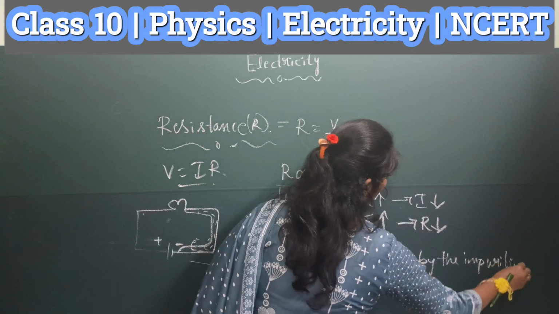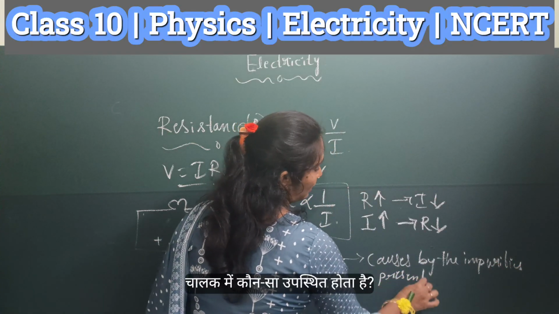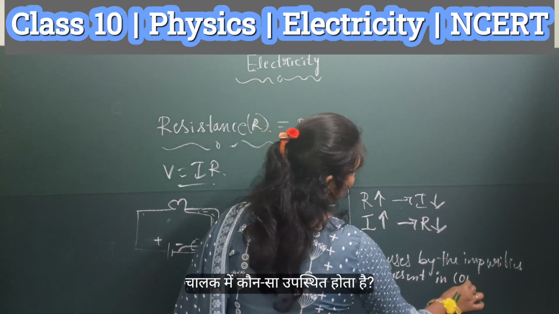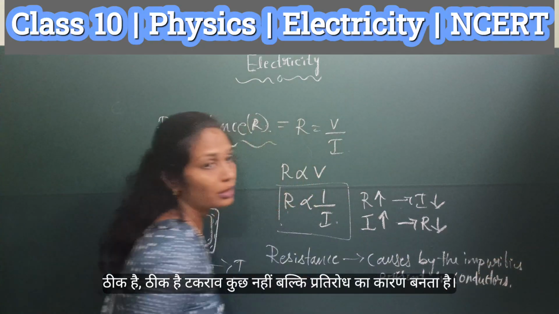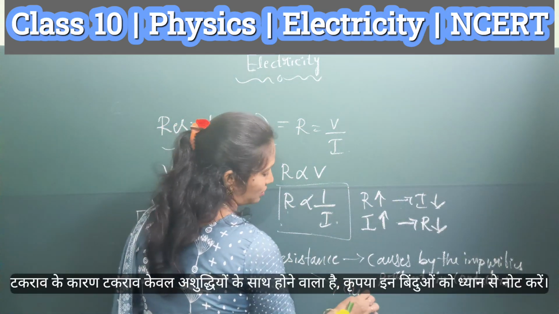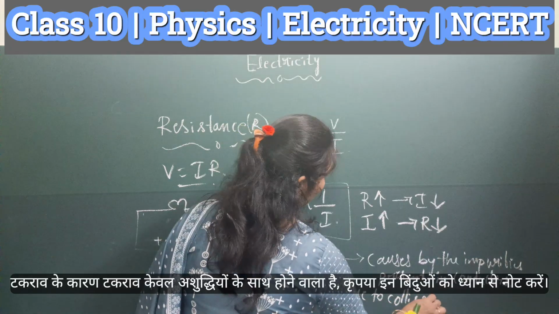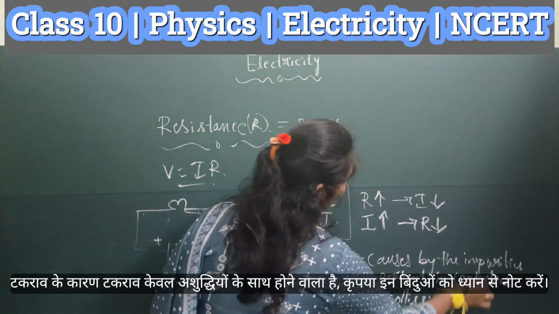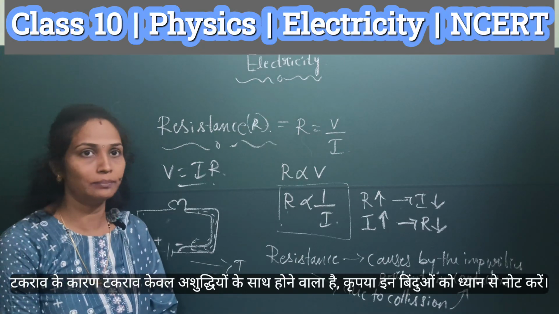which are present in the conductor. Resistance is caused by collisions. That collision happens with the impurities only. Please note down these points carefully.